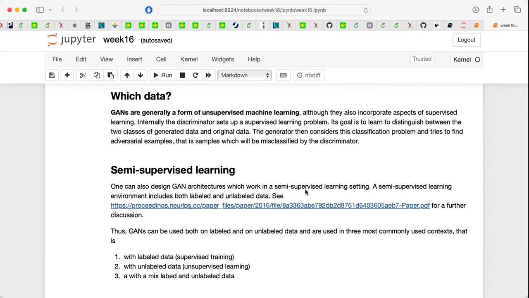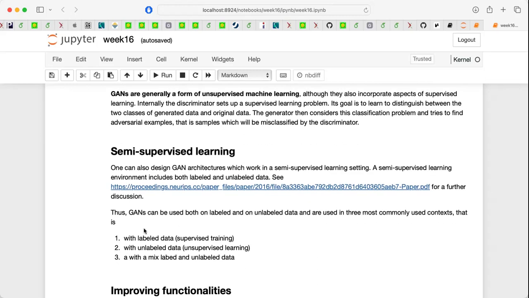which is called semi-supervised learning. And semi-supervised learning is actually a learning environment where you include both labeled and non-labeled data. And so these are the three most common settings where we would use GANs.